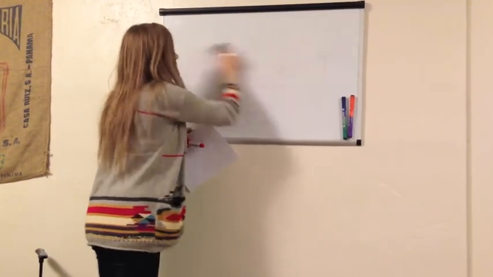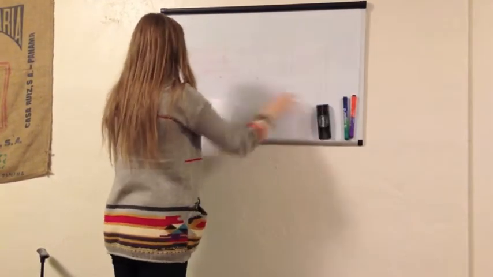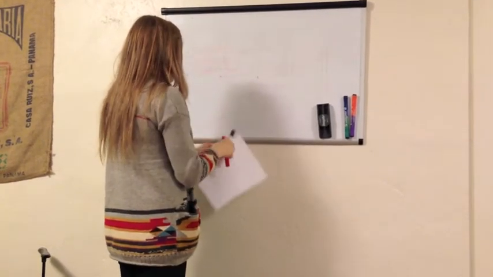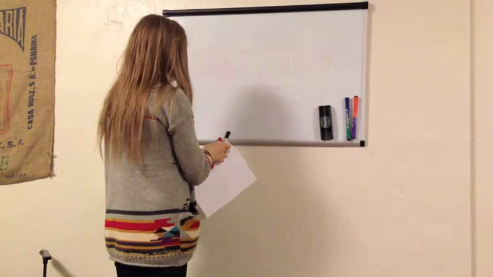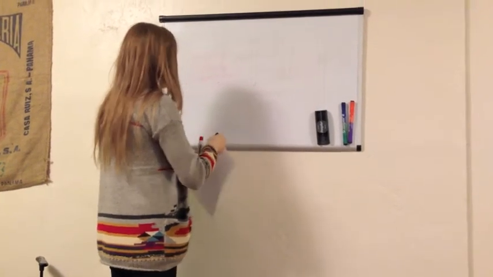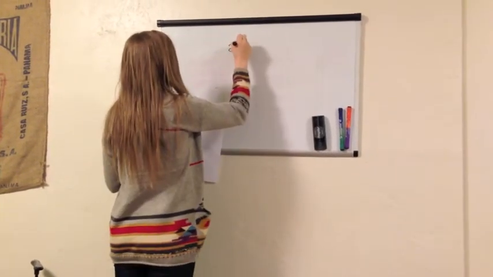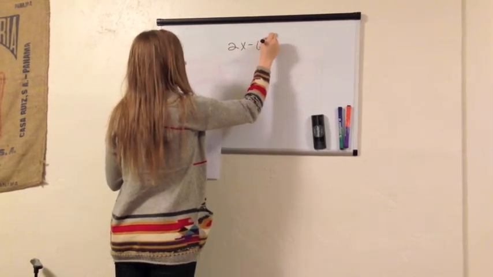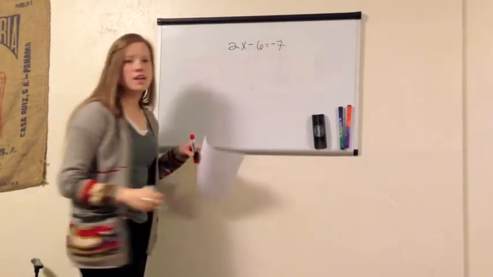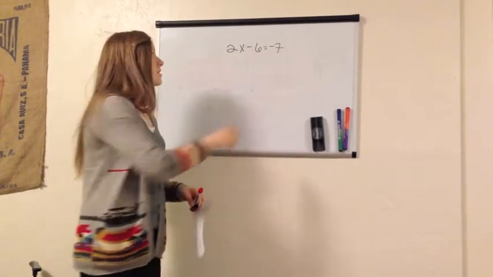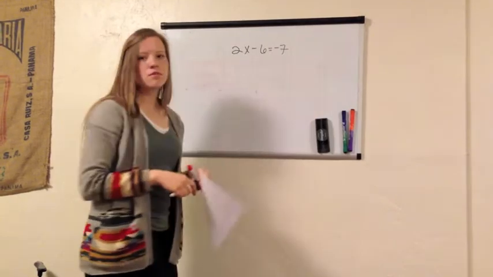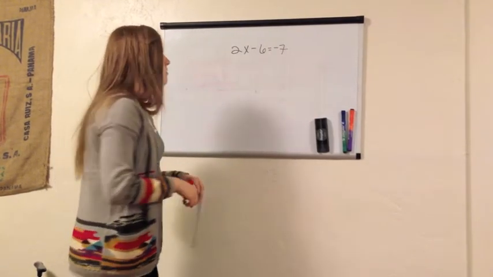Let's do another one just to practice here. So let's try this one. This is a little bit tougher. 2x minus 6 equals negative 7. Now, why is this one a little more difficult? Because we put in a negative sign over here. But the same approach applies, right? We do the order of operations first.